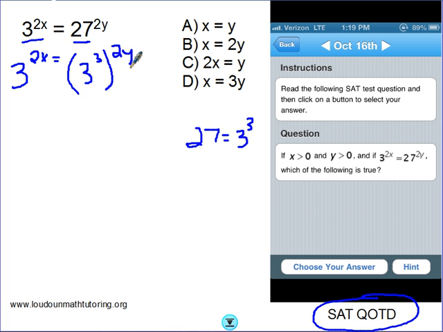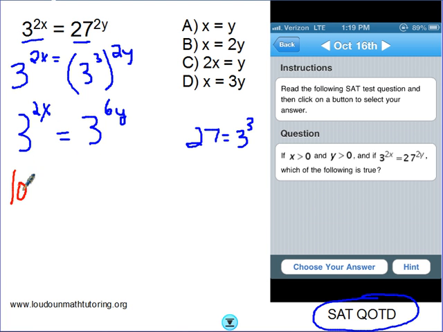to the power of 2y. Alright, now this is a power of a power. When you have a power of a power, you can multiply those two exponents together. So we have 3 to the 2x is equal to 3 to the 6y, using our power of a power rule. Now, because the bases are the same, we can use logarithms to help solve our equation.